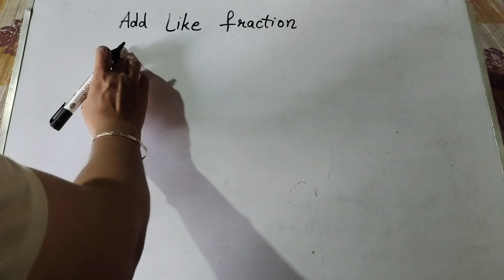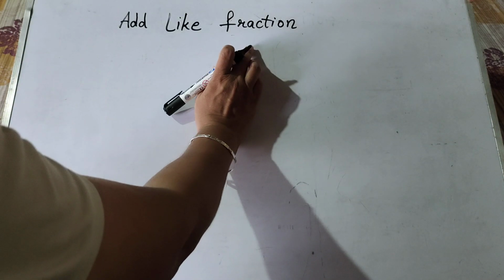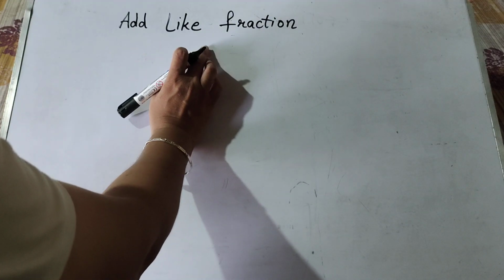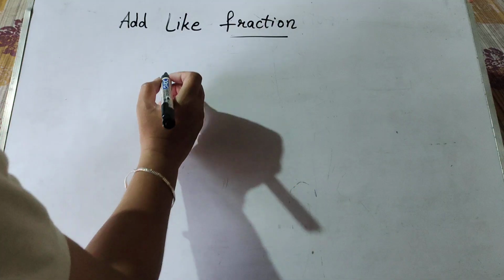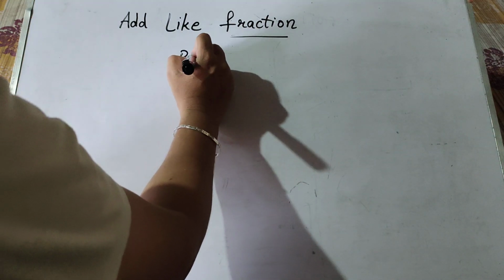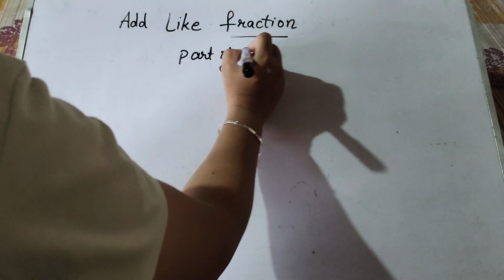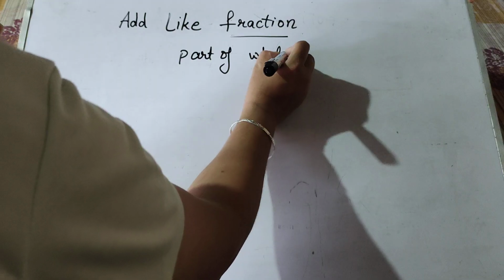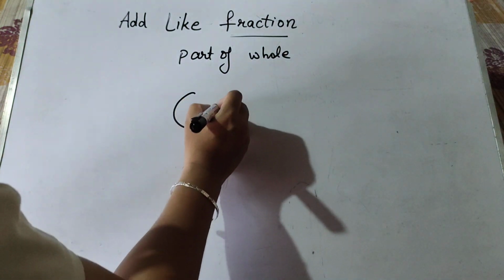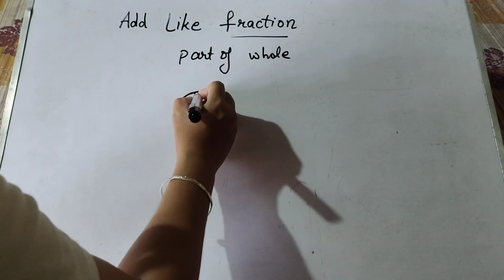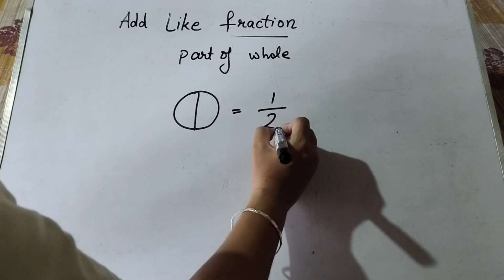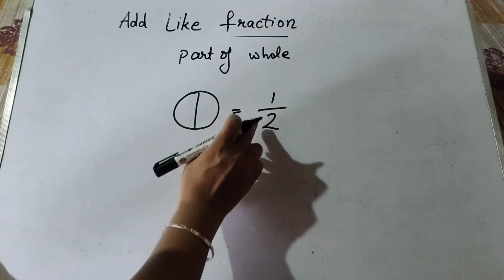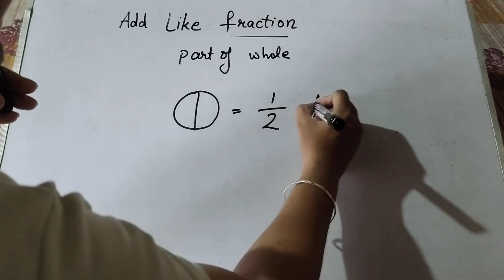In this video we discuss addition of like fractions. How do we add these like fractions? So the question arises, what is a fraction? A fraction is a part of a whole. So there is one circle. It is divided into two parts. So one circle divided into two parts is 1 over 2. This is a fraction.